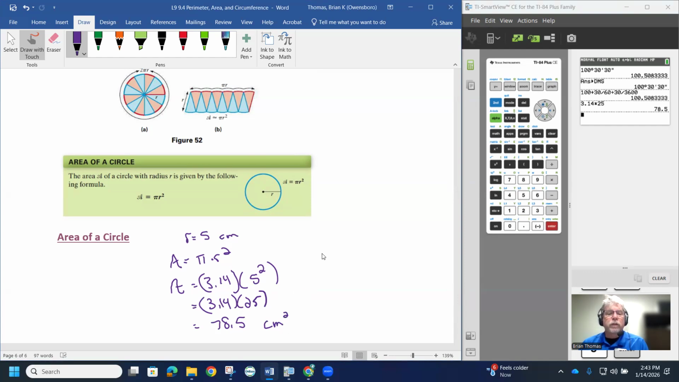So what this means is if I construct a circle with a radius of 5 and I cut it up into squares, there's approximately going to be 78.5 squares inside that circle that are a centimeter by a centimeter in dimension. So hopefully you find that useful in finding the area of a circle. It's kind of using a little bit of creativity to develop a formula that allows us to do this algebraically.